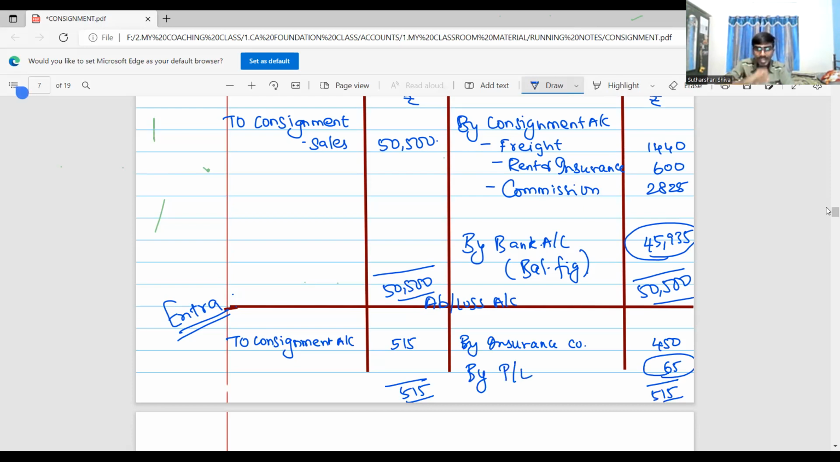Any nominal item should be transferred to the profit and loss account. If it is indirect expenses, it should be transferred to the trading P&L. If it is direct expenses, it should be transferred to the trading. And if there is any personal account and cash account involved, this will be transferred to the balance sheet. The consignments account, the consignor and consignees account will be transferred to the balance sheet. Okay, this is your answer.